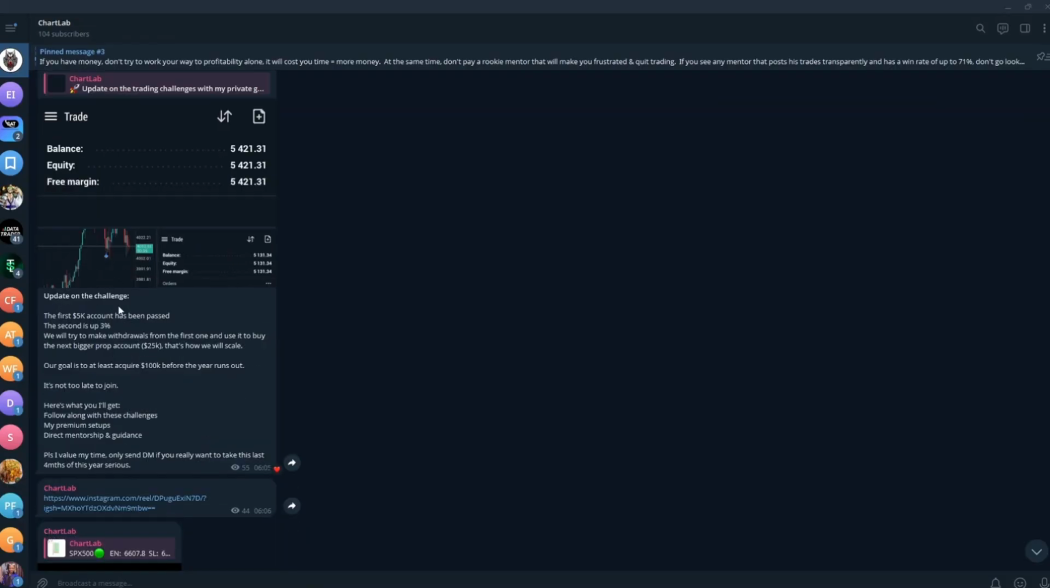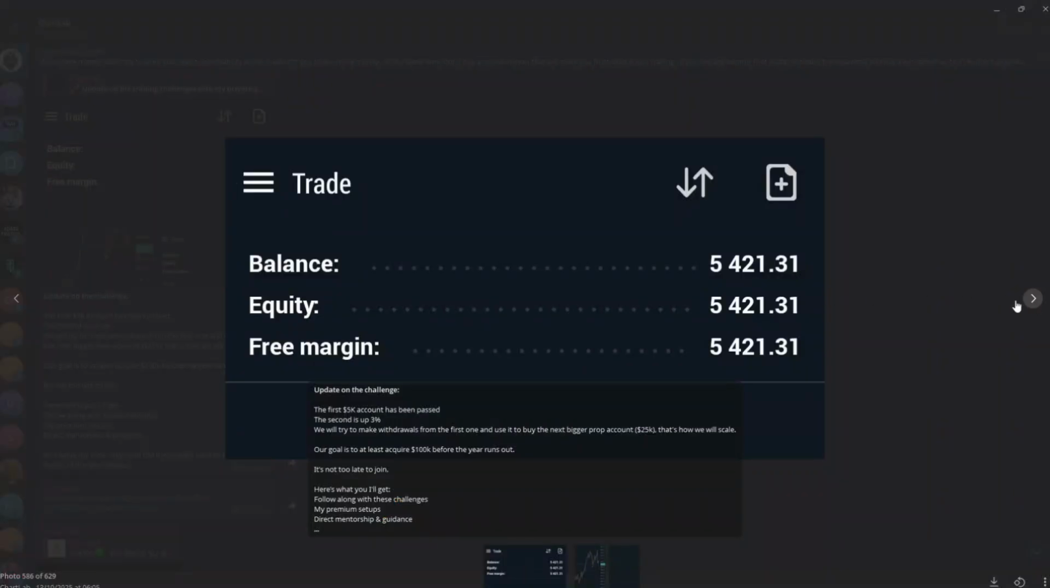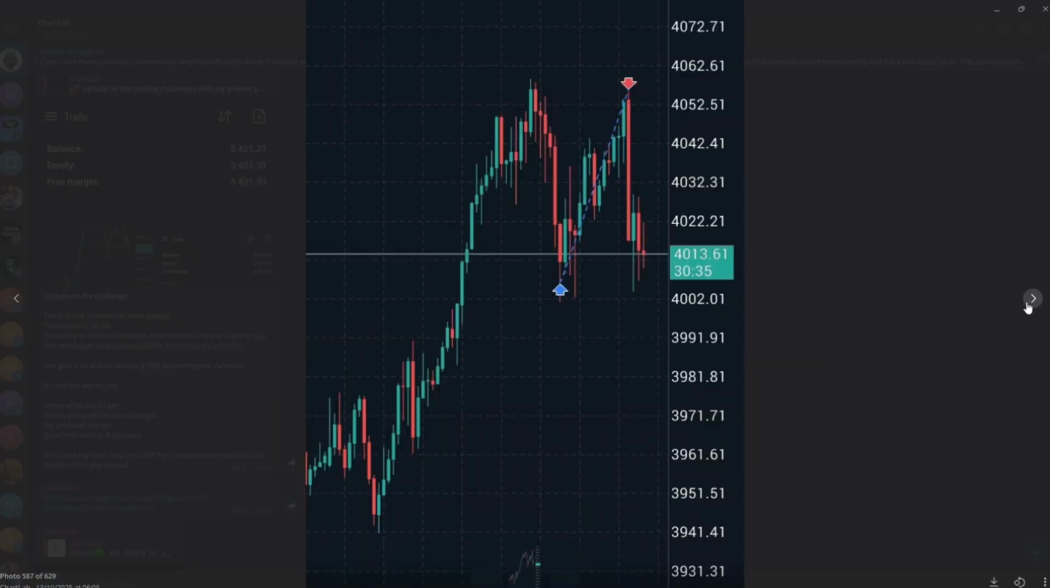So this is an update I posted on the challenge. The first 5K has been passed. The second one is up 3%. And we try to make a withdrawal from the first one and use it to buy the next bigger profit, which is 25K, and that's how we scale up. And this is actually a proof of it. I bought the account, my student bought it, and you can see that we actually passed it.